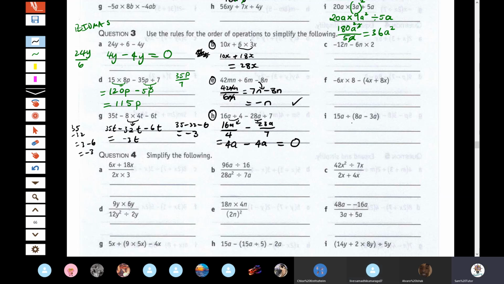If you had a question like this, what do you do first, the division or the brackets? Well, yeah, BIDMAS, right? Brackets first. So it's going to be 15a divided by 8a take away 3a. 8 take away 3 is 5a. So you first work out the bracket. Now this is really easy, isn't it? 15a on 5a. The a's cancel out. 15 on 5 just gives you 3.